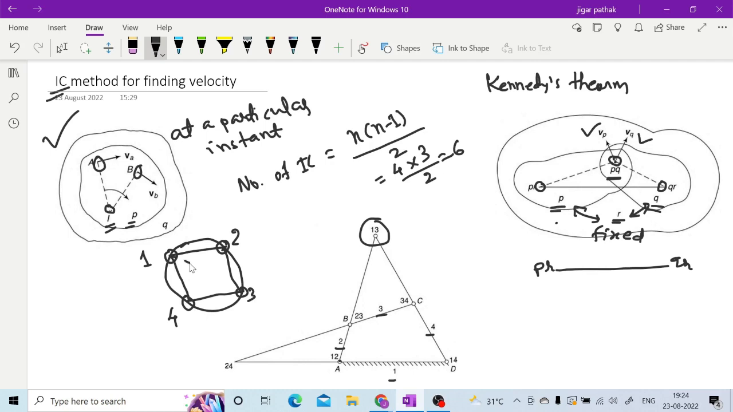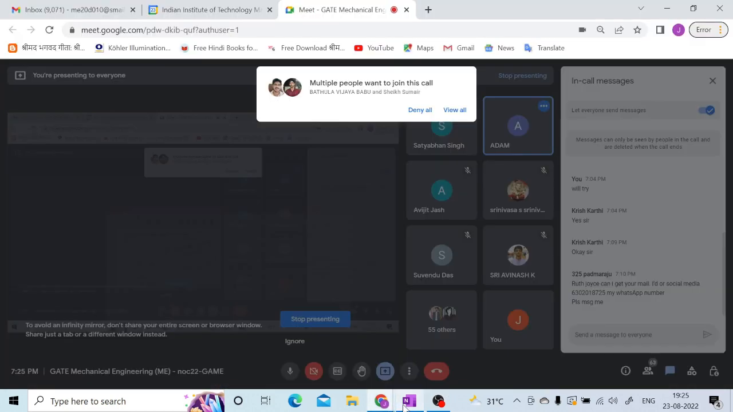Now in order to join this 1 3, you have to extend 1 4 and 3 4. Are you extending 1 4 and 3 4? Yes. And you have to extend 1 2 and 2 3. Are you extending 1 2 and 2 3? Yes, right? So like that, for 1 3, as I told you, you have to extend 1 4 and 3 4.